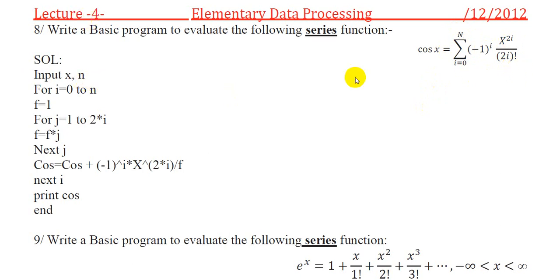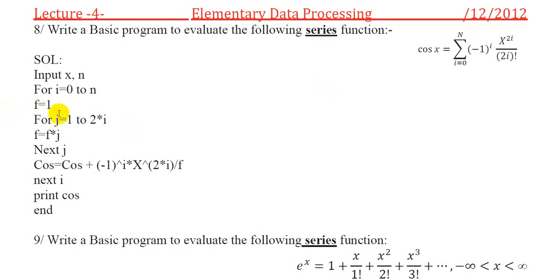Solution: input x and n. X and n are the variables considered here, given by the coefficient of the function and the left hand side of the equation. The input x is the variable for the cosine function, and n is the upper limit of the summation, for I equals from the indicated amount till n exactly.